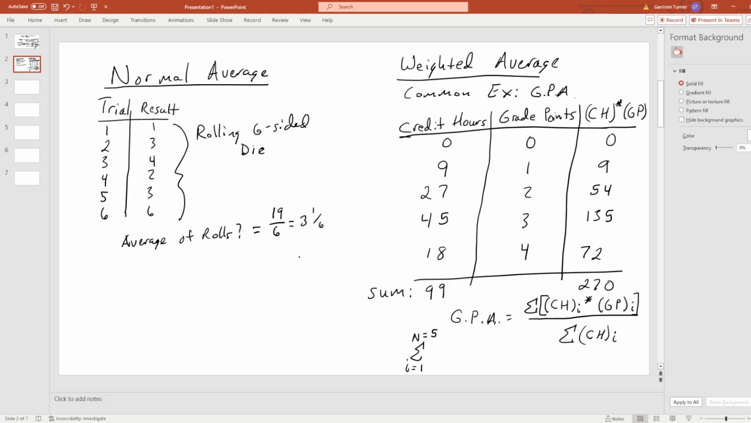And if we put that in decimal form, that will be 3.16 repeating.